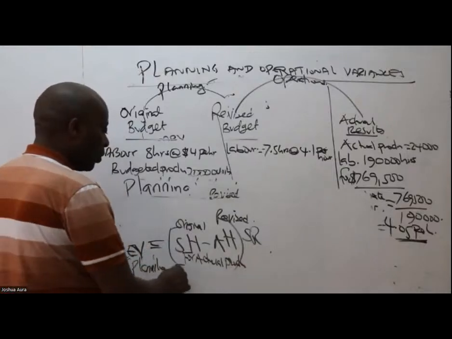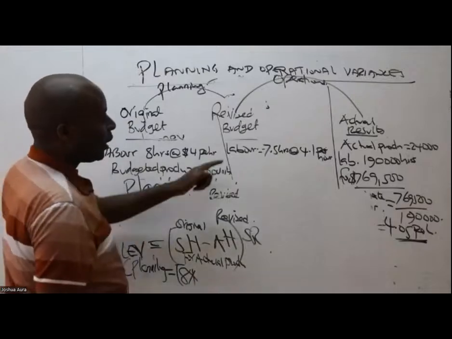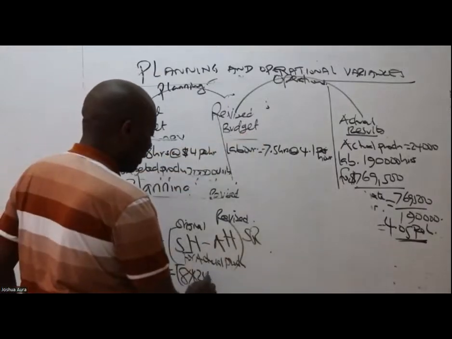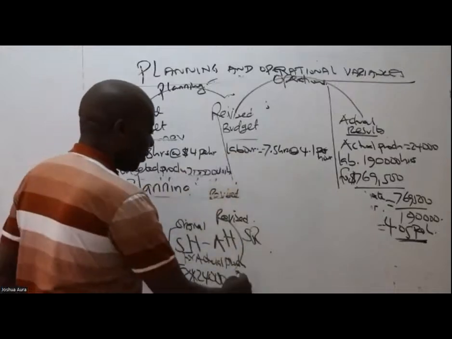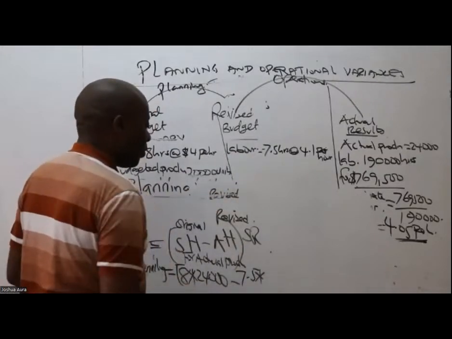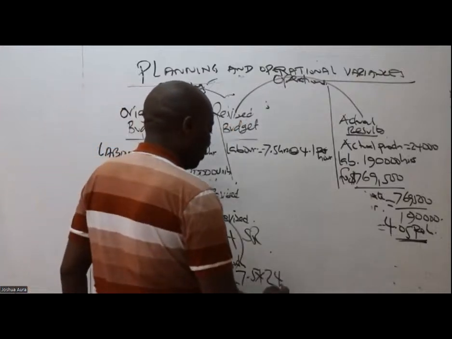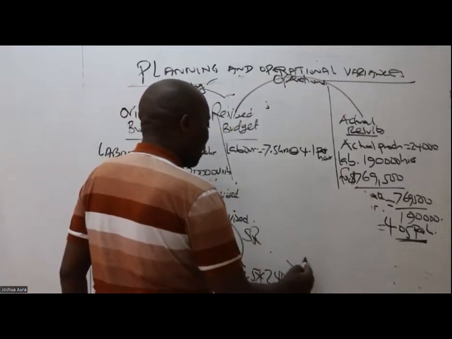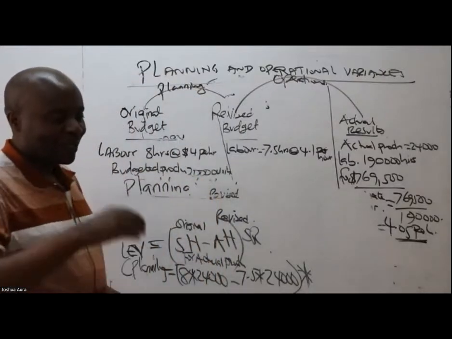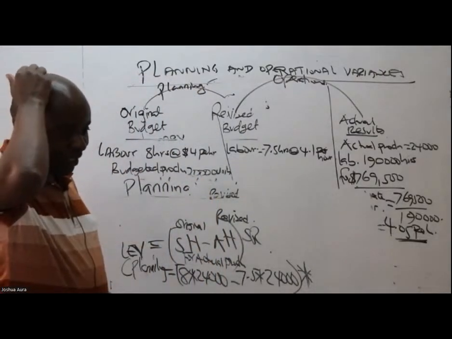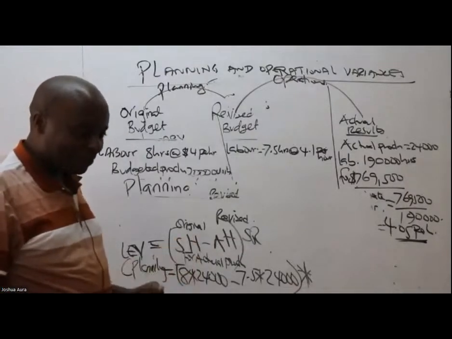So then the original standard hours are 8, times the actual production there, which is 24,000, minus the revised hours. The revised hours here are 7.5. It must always also be multiplied by the 24,000. 24,000 into the standard rate. The standard rate, can somebody give me the standard rate to use here?